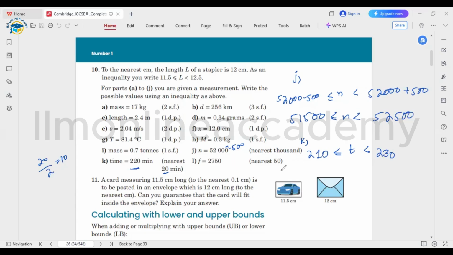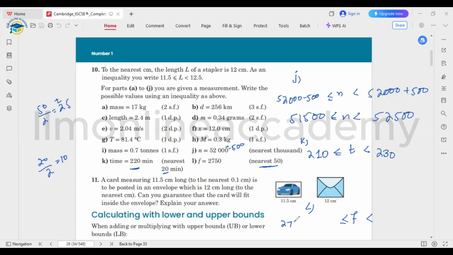So hope this is getting clear. Next is part L basically. The number that they gave is 2,750. We need to find the lower and upper bound for this number, as they're saying you need to round it off to the nearest 50. So half of the 50 is basically 25. So we need to add or subtract 25 in this.